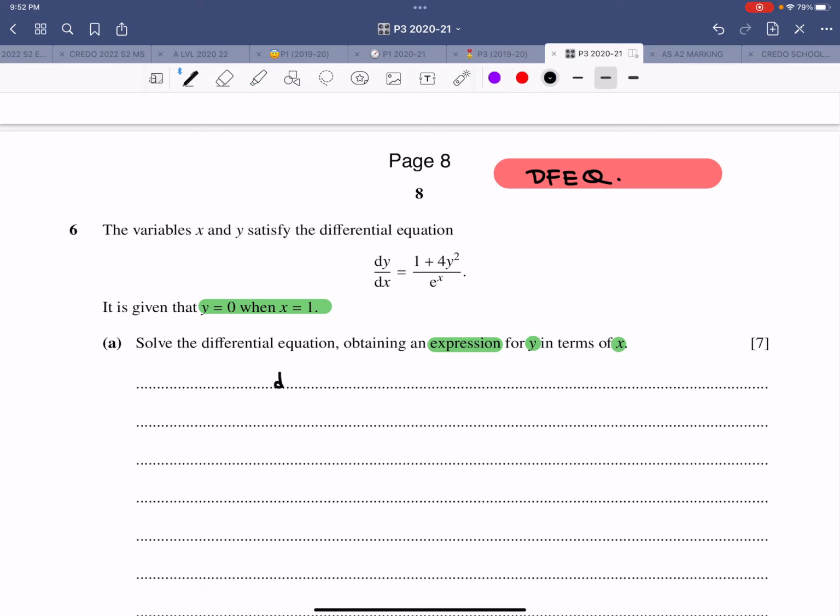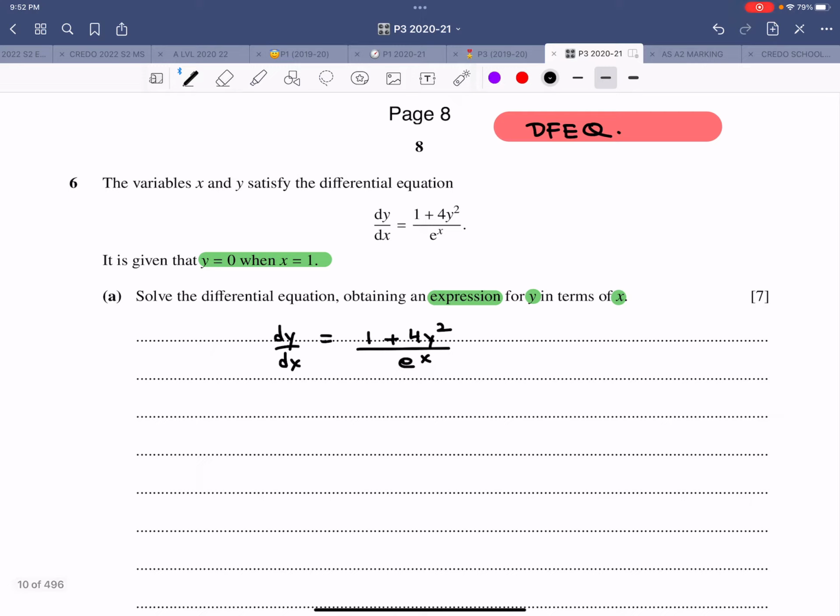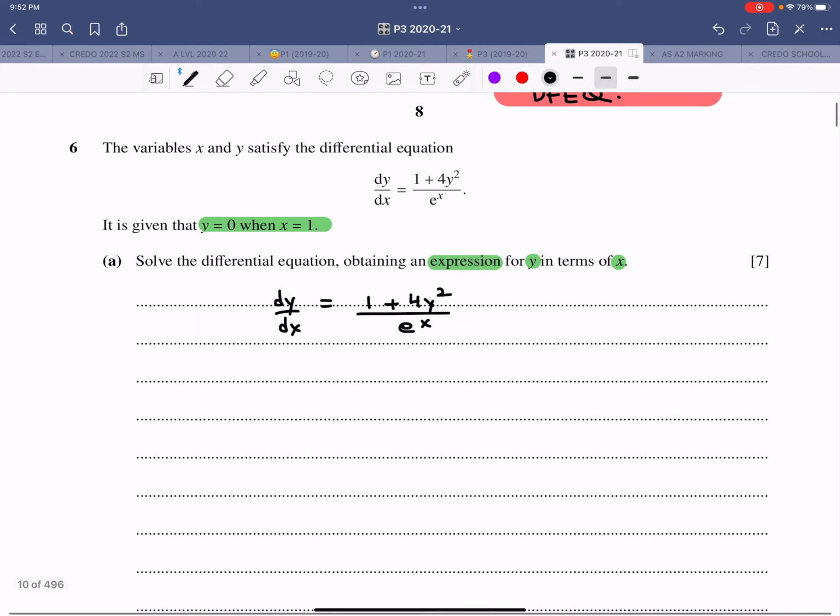So dy by dx is equals to 1 plus 4y square e raised to power of x. What is the first thing that we do? The first thing that we do in a differential equation question is that we separate the variables. So when we separate the variable, dy over 1 plus 4y square is equals to e raised to power of x dx, integrate.